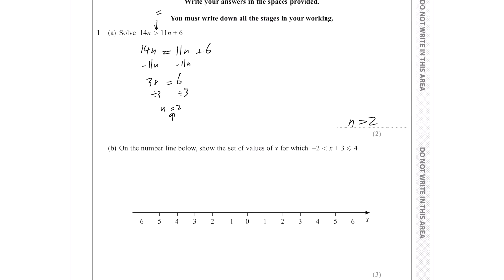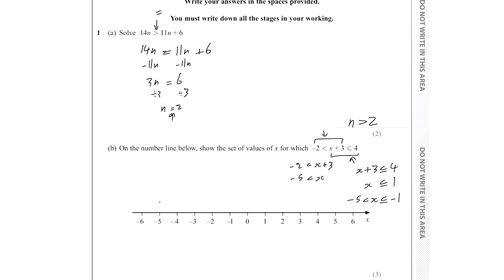So you can treat these as two separate inequalities. So there's this bit here, and then there's this bit here. If you start by looking at this, that's going to be minus 2 less than x plus 3. We can subtract 3 from each side, and we're left with minus 5 is less than x. And now if I look at this side, that's going to be x plus 3 is less than or equal to 4. If I subtract 3 from each side, I'm left with x is less than or equal to 1. So my answer becomes minus 5 less than x less than or equal to 1.